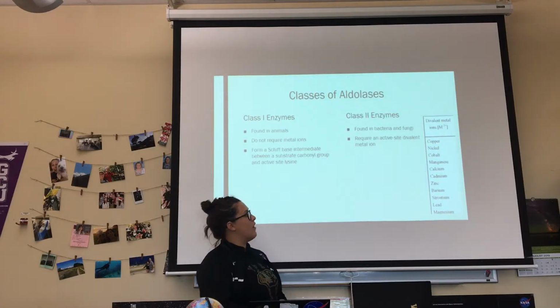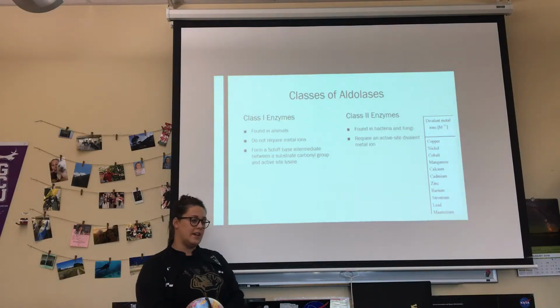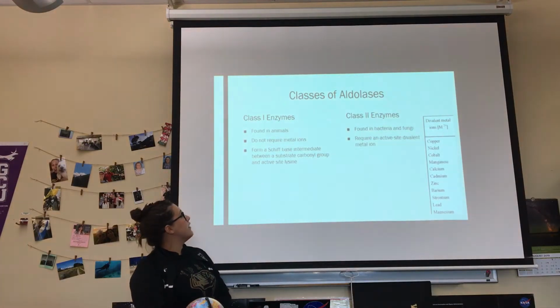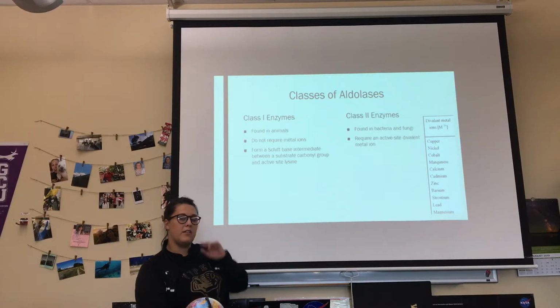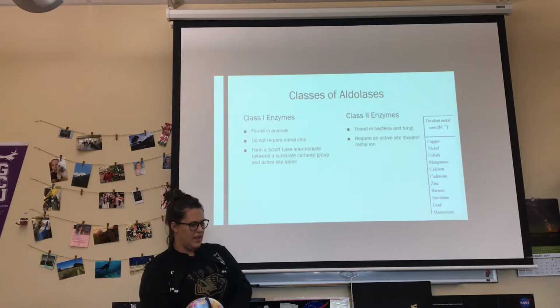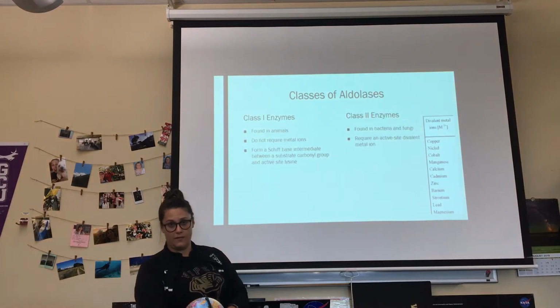So aldolases are not all the same. There are two different types. There are class 1 and class 2 enzymes. Class 1 enzymes are found in animals, like humans, and other mammals and vertebrates and all kinds of stuff like that. Any of these organisms have class 1 enzymes. They do not require metal ions, so we do not need metal ions to make them function properly. And they form a Schiff base intermediate between a substrate carbonyl group and an active site lysine. So that is what's required for them to be processed.